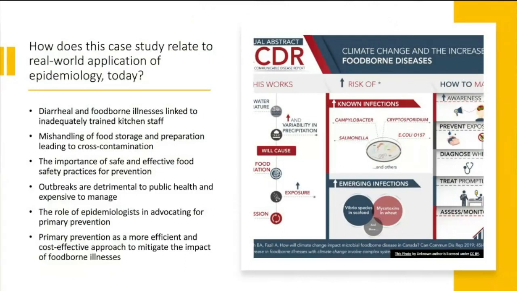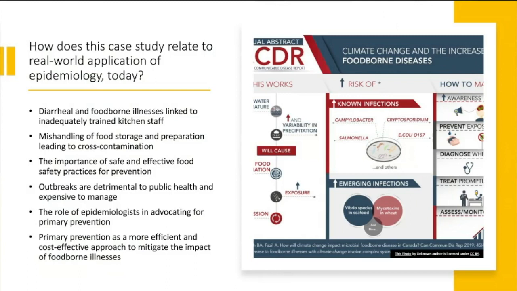This case study also explains how diarrheal and foodborne illnesses trace back to inadequately trained kitchen staff, dealing with mishandling of food storages and preparation, which further leads to cross-contamination. Thus, adhering to safe and effective food safety practices is vital in prevention of emerging common source outbreaks.